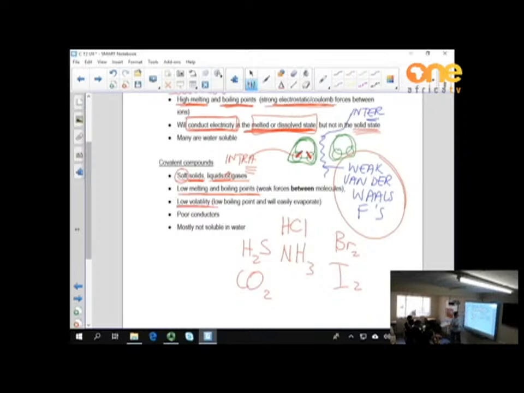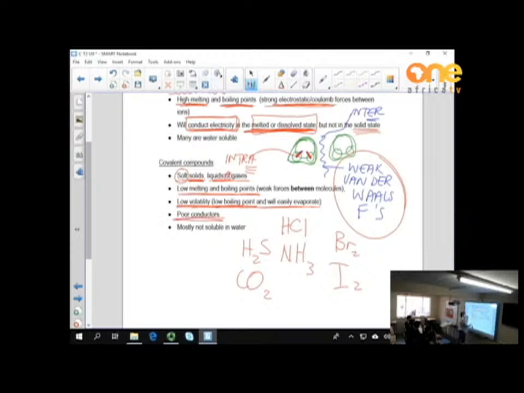They use the term high volatility. In other words, they will evaporate very easily. Low boiling point goes together with high volatility. It simply means it will evaporate very easily. For example, if I have diesel in a puddle and petrol in a puddle, the diesel is going to take longer to evaporate than the petrol. Petrol is more volatile than the diesel.